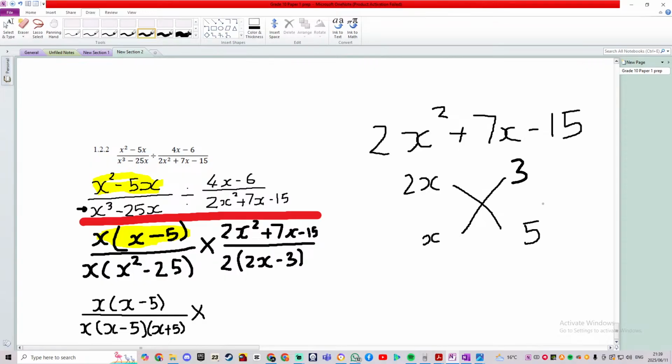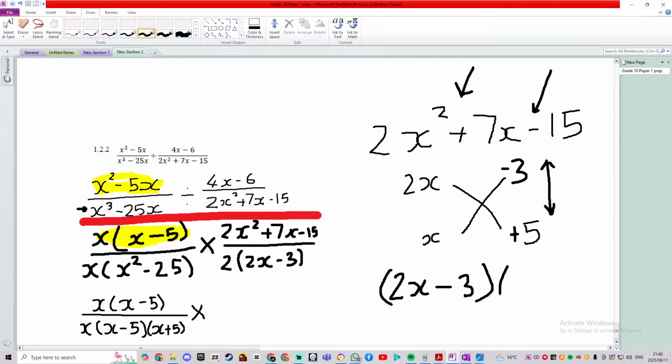Since the middle term is positive, I'm going to choose the bigger one to be positive here and this one to be negative, because remember I must still get negative 15 when I multiply these two here on the side. Then I'm left with 2x minus 3 brackets x plus 5. So I factorize the top.